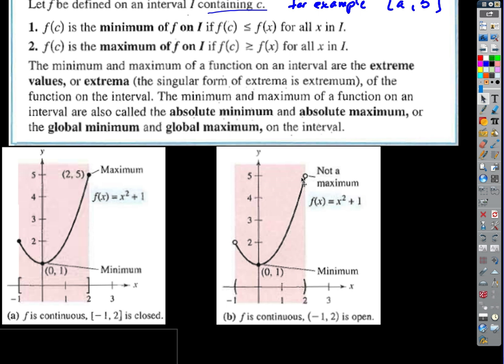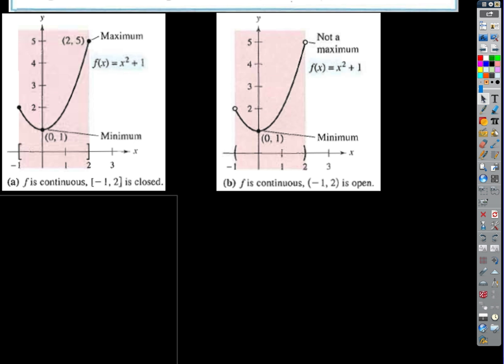Right, but you get the idea, right? I mean, we get this notion that we can't have a maximum there. Likewise, we could do something like this, right?